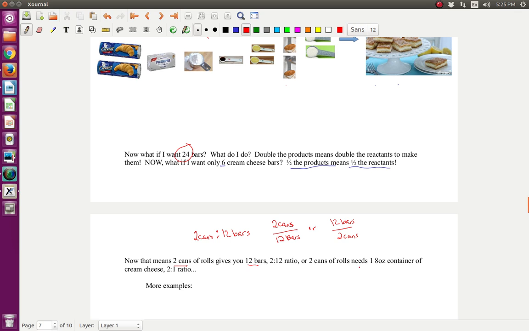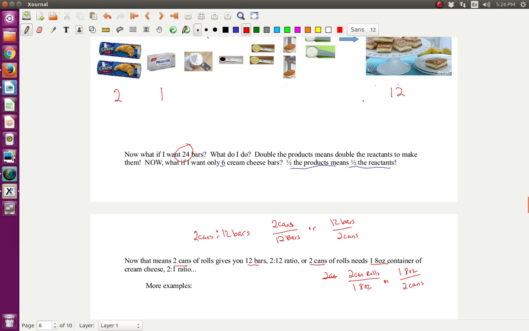And then you could also do another ratio. 2 cans of rolls needs 1 8-ounce container of cream cheese. So that could be a different ratio. 2 cans of rolls, in order to use them all up, I need 1 8-ounce of cream cheese. Or I could write the ratio differently. I could put 1 8-ounce of cream cheese over 2 cans of rolls, using the same recipe right up here at the top. See, there's 2 cans and 1. So 2 to 1, or what was the first one I did? 2 to 12. I can do a ratio of anything.